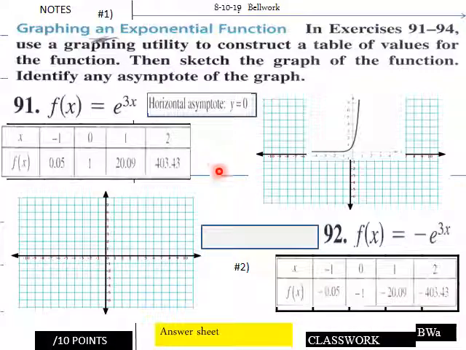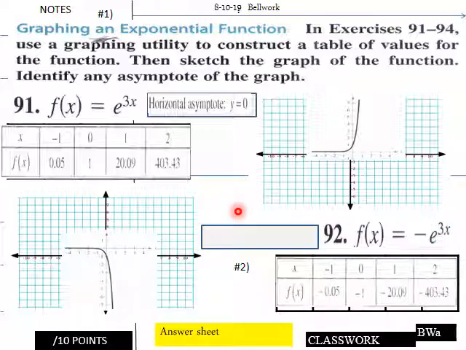For number 2, here is your table of values for the negative of each of the 3x. This will be a falling function, the negative part of that. Your asymptote will be a horizontal asymptote of y equals 0. This comes up close to your x-axis, but it does not cross your x-axis. So your horizontal asymptote would be your x-axis.